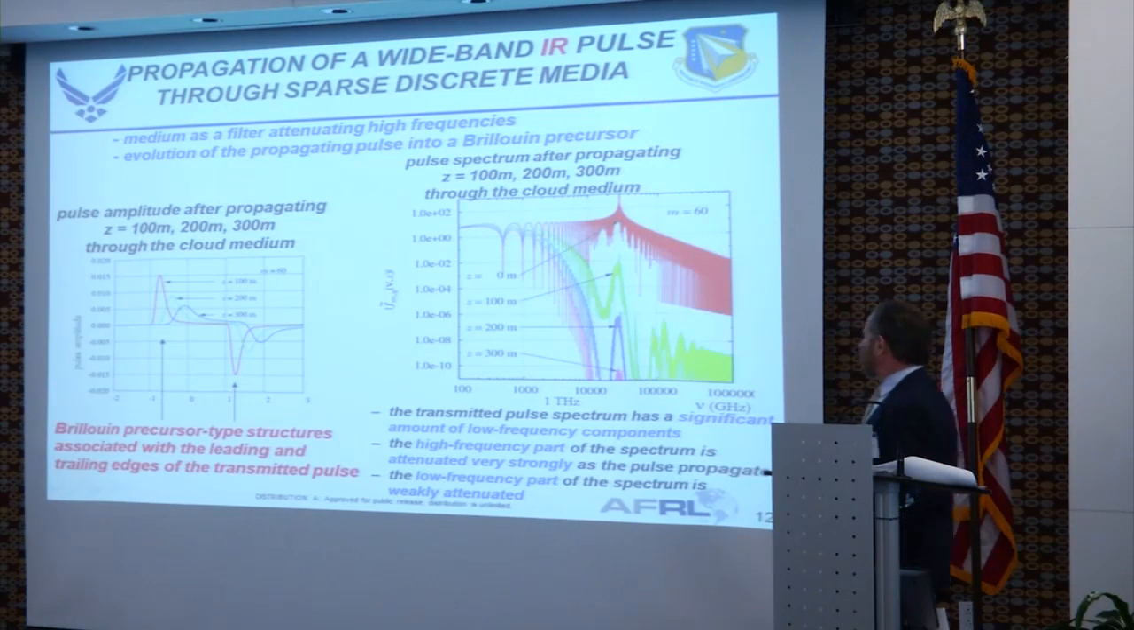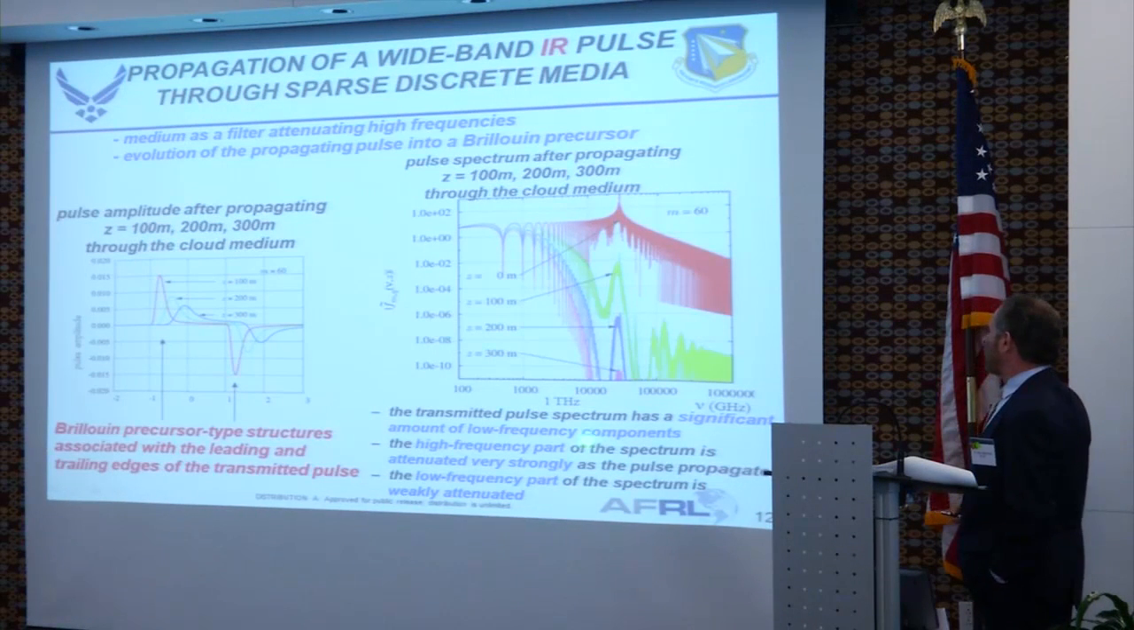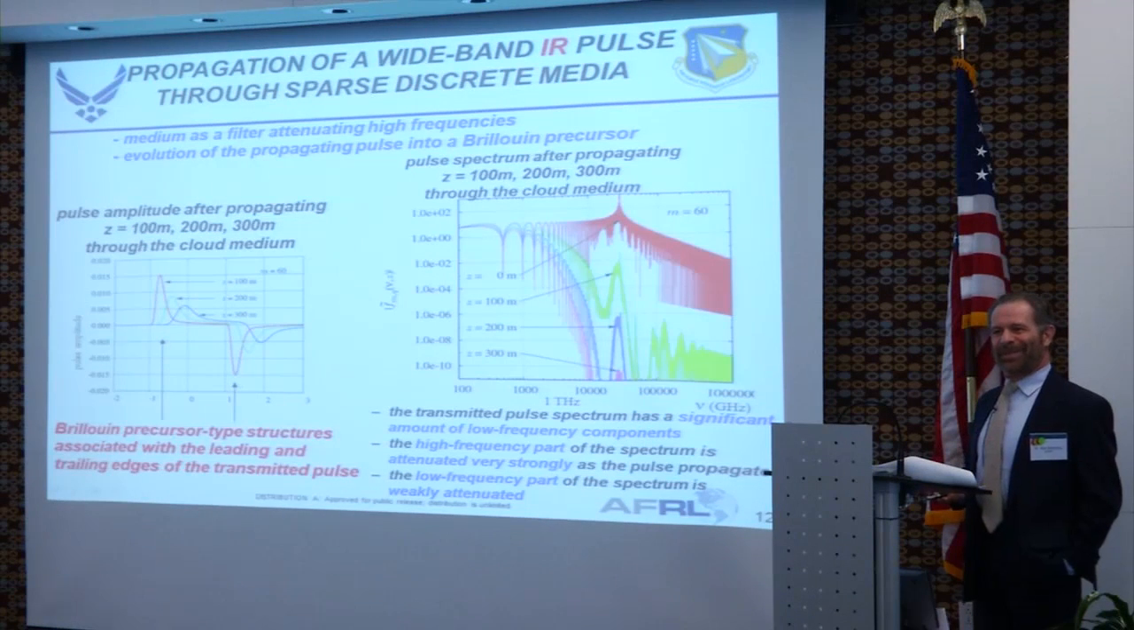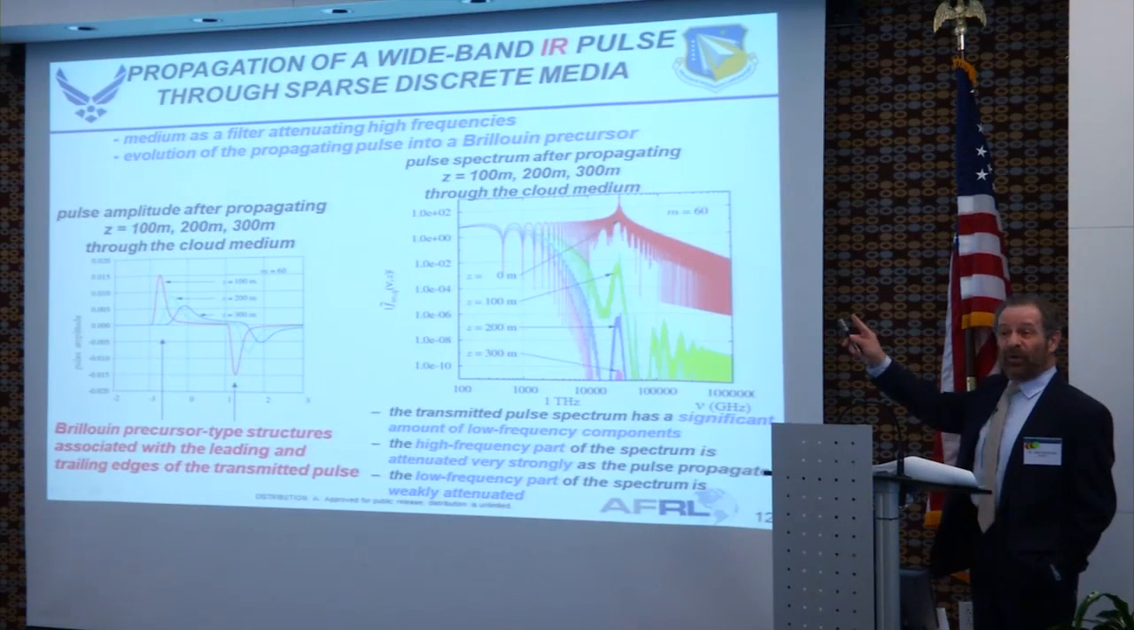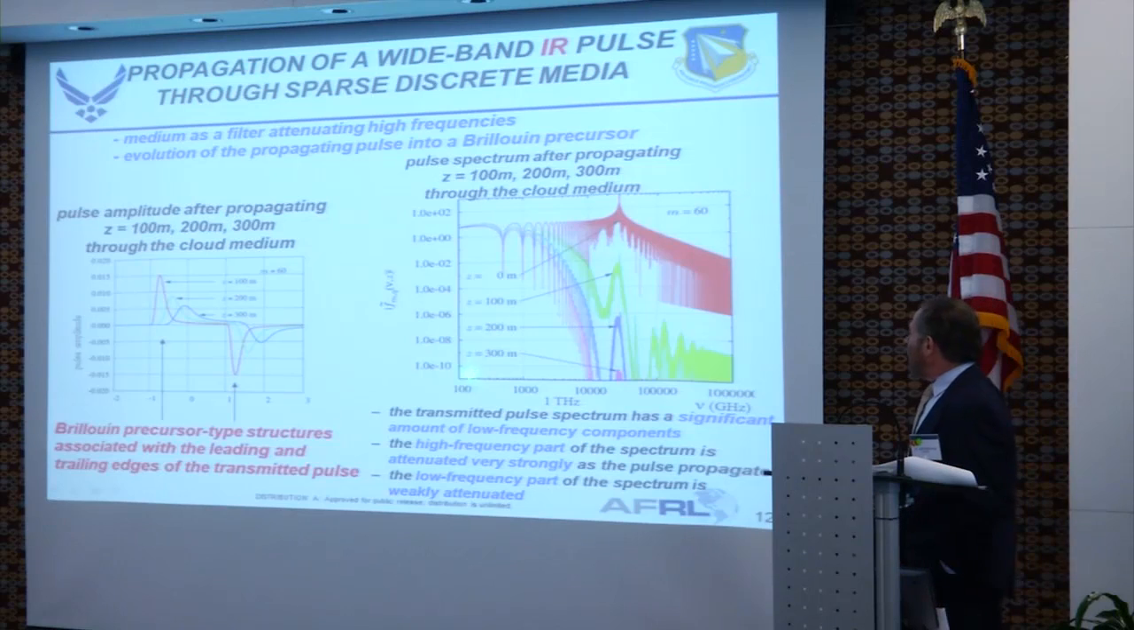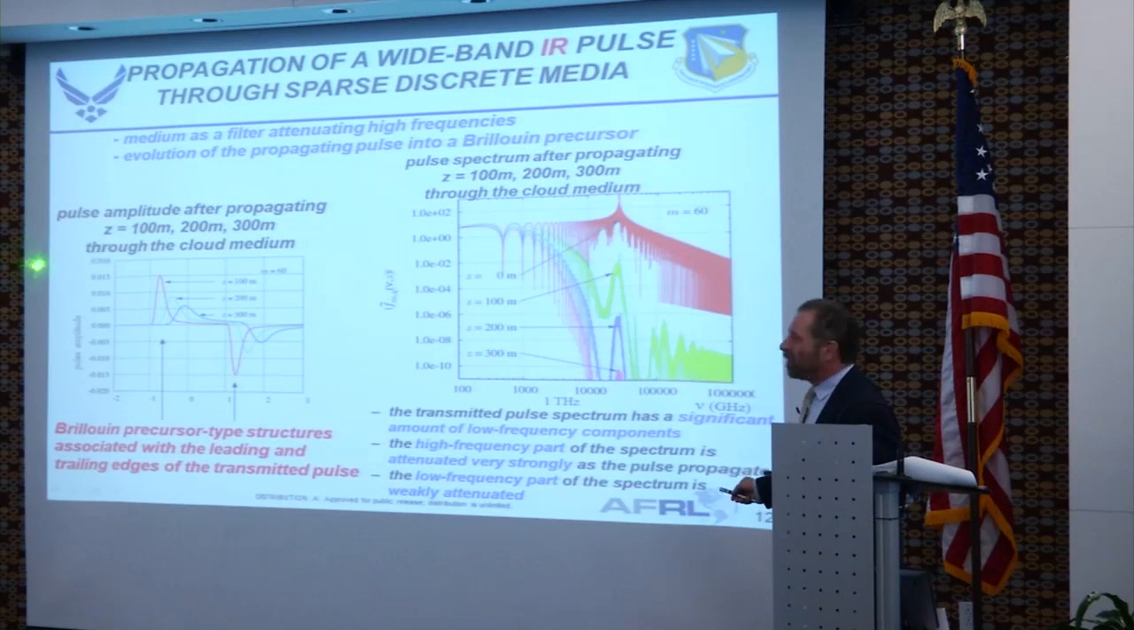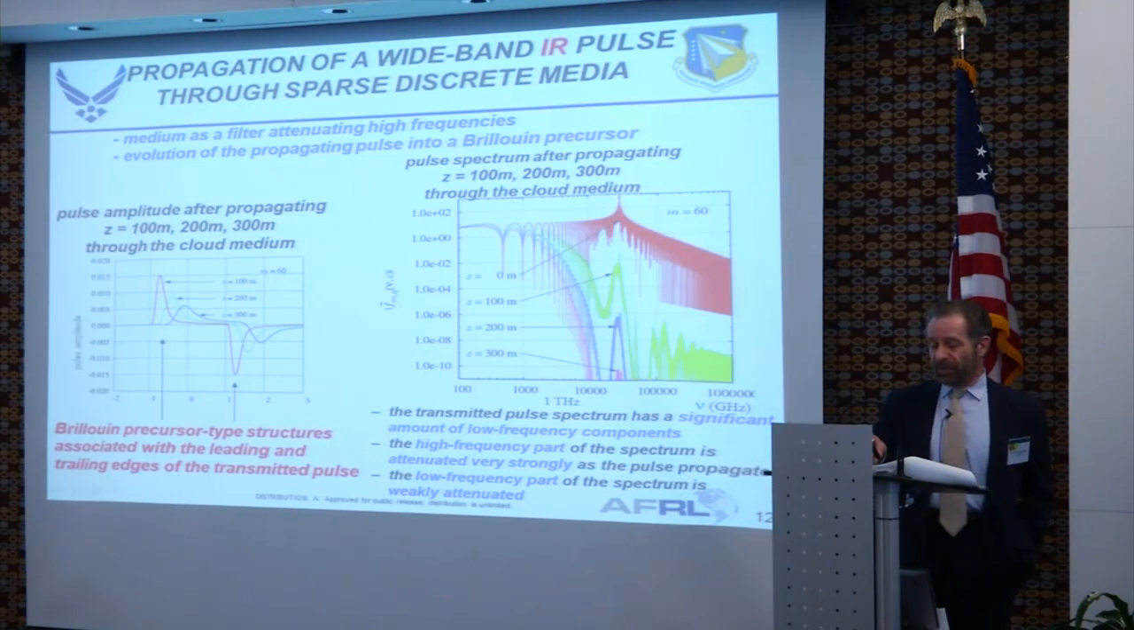So what happens is that the transmitted pulse has a significant amount of low-frequency components. The cloud strips out the 30 terahertz, both by basically heating up the droplets a little bit and also by scattering them away. But the low-frequency part of the spectrum is only weakly attenuated, and it's around 220 gigahertz. And that's what these things are around. These precursors are around 220 gigahertz.